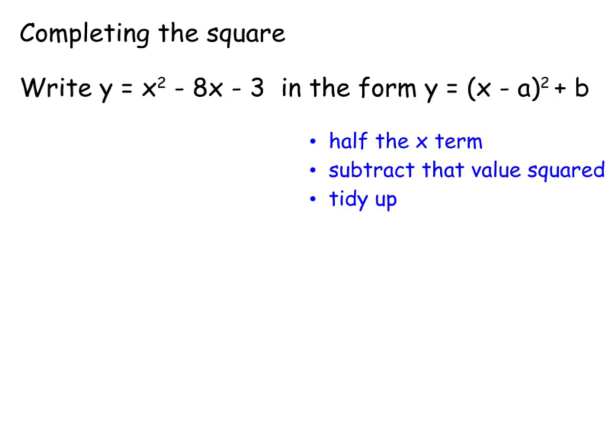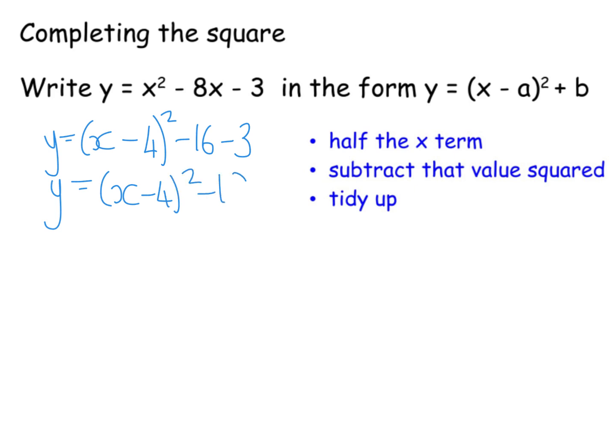Let's do another one. Okay, so same again, y equals x. Now whatever sign is there goes with it. So it's x minus, half of 8 is 4. So it's x minus 4 all squared. Easiest mark in the whole exam. Take away that number squared, so take away 16, and then shove on the minus 3 that was already there. Tidy this up, we have x minus 4 all squared minus 19. If they want your turning point, it's opposite signs, so 4, take away 19. If they want your line of symmetry, the line of symmetry is x equals 4.